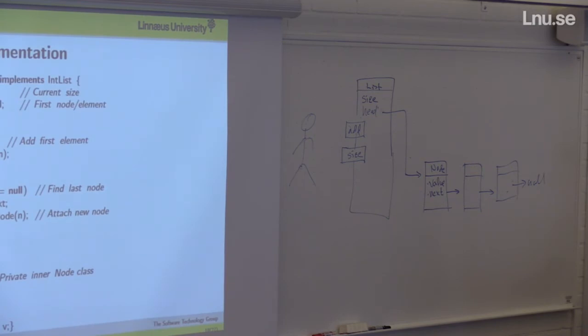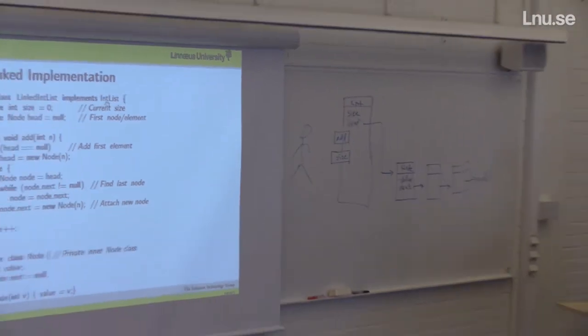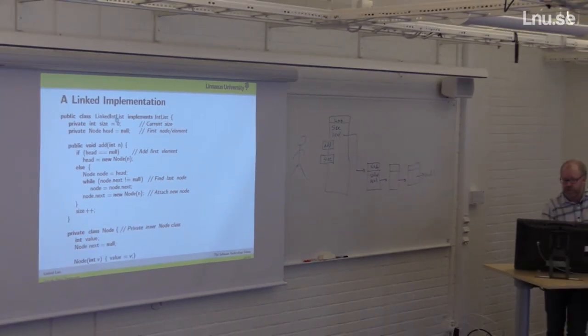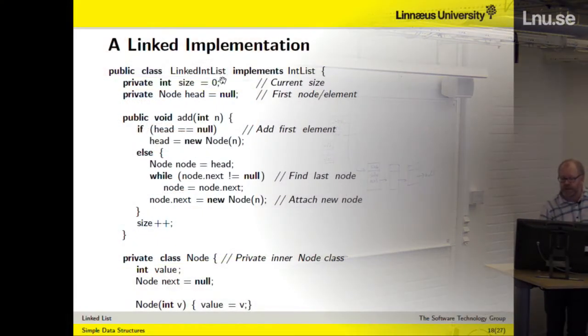Now, the add method. First of all, we are now once again implementing the int-list interface. This time we're using a linked approach, so I give the name to this implementation, a linked int-list. We are keeping track of the current size, and we know about the first node in this chain. The node class is very simple. It only keeps a value, and it knows about the next node in the chain.